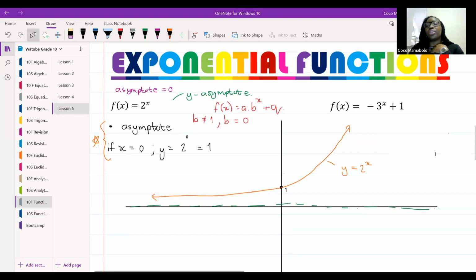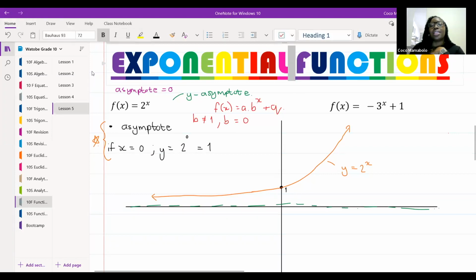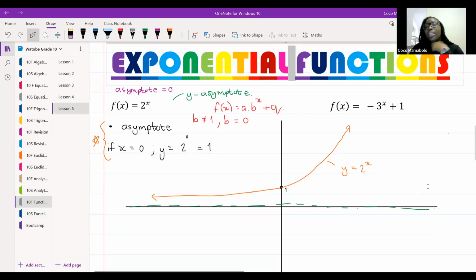No, Kimutluklu, it is not a hyperbolic graph. It is an exponential graph. Guys, we are no longer looking at hyperbolas. We are looking at exponential graphs. If anybody is still lost, please pop a question in the chat, or you can even raise your hand so we can talk about it.